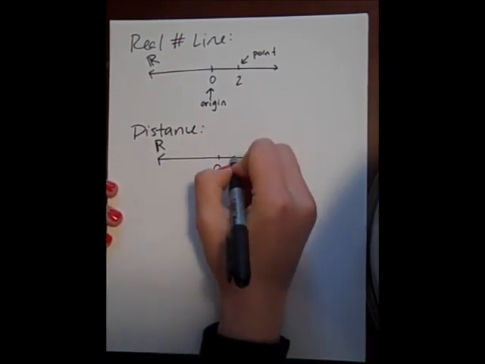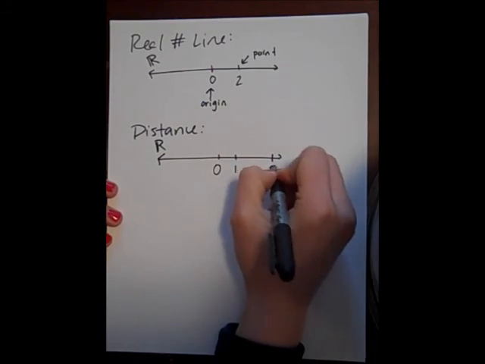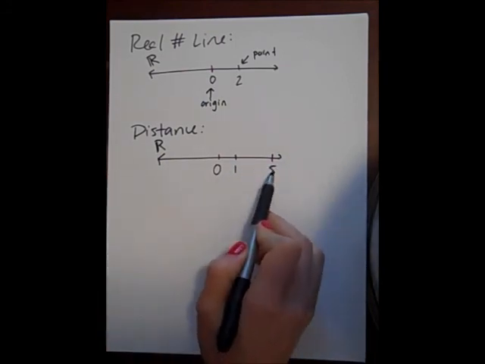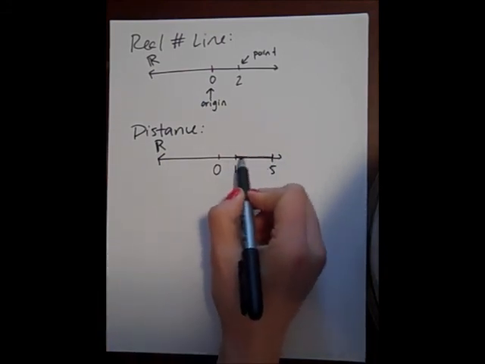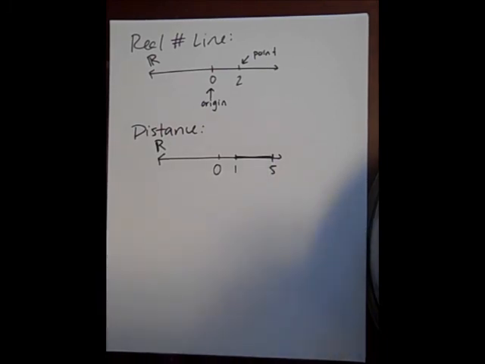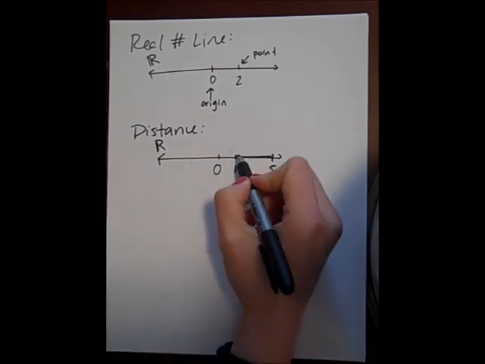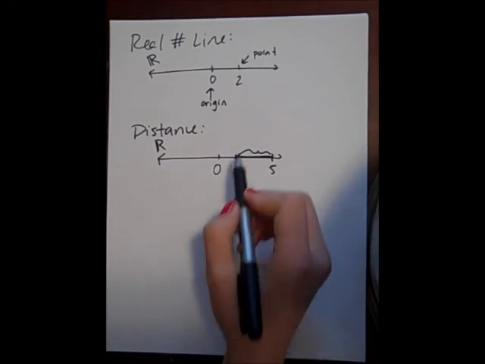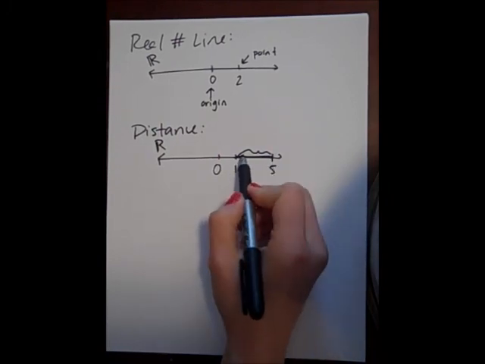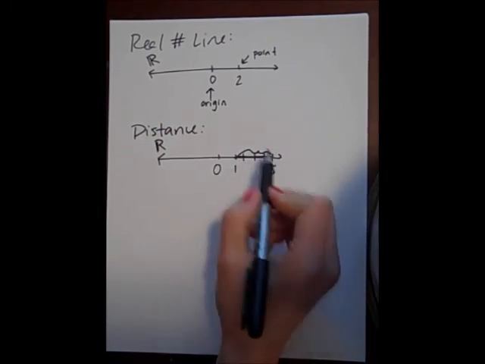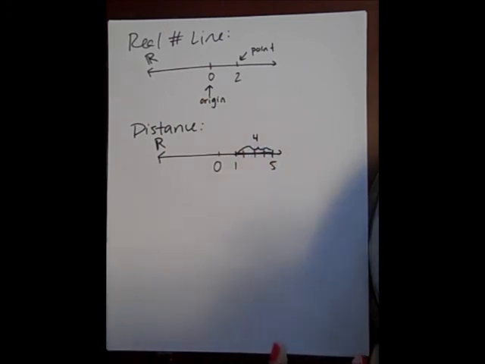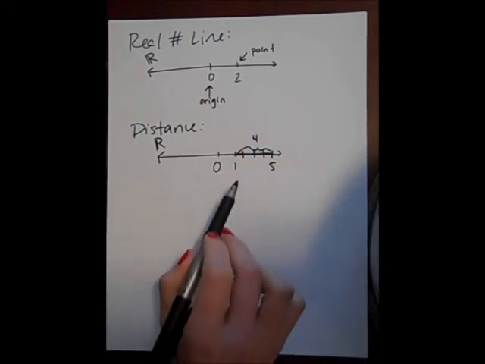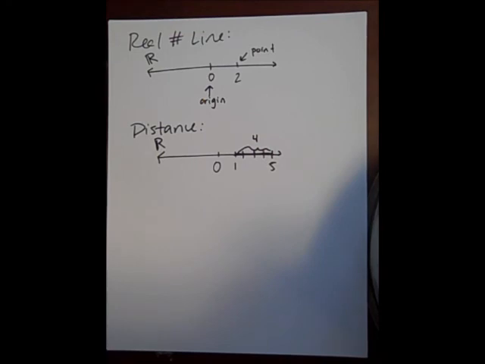Let's draw my origin. If I want to know what's the distance between 1 and 5, what I do is look at the line segment connecting the two. And I say, how long is this line segment? Well, if we count, we can see from 1 to 5, I would go over 4 spaces to get there. So this length is 4. So the distance from 1 to 5 is going to be 4.